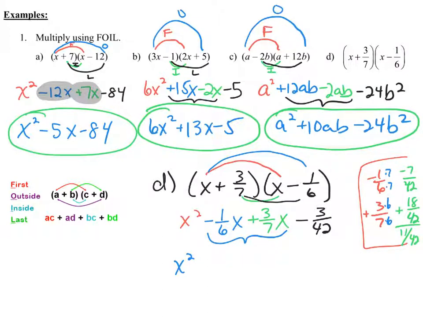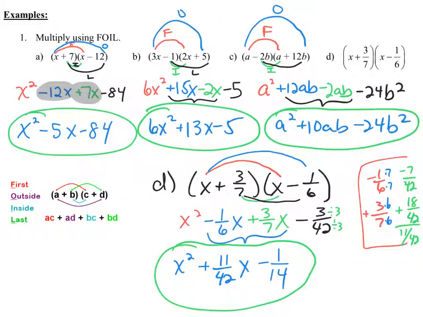So when we're adding these terms together, negative 1/6 x plus 3/7 x, that combines to plus 11 over 42 x. And then the 3 over 42 you can simplify by dividing both the numerator and the denominator by 3, and that fraction reduces to 1 over 14. So our final answer is x squared plus 11 over 42 x minus 1 over 14.